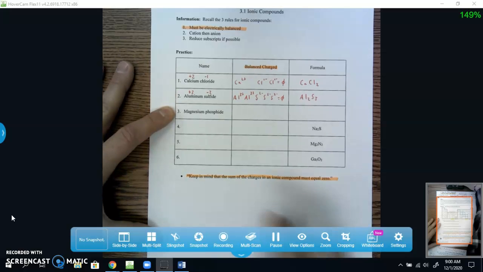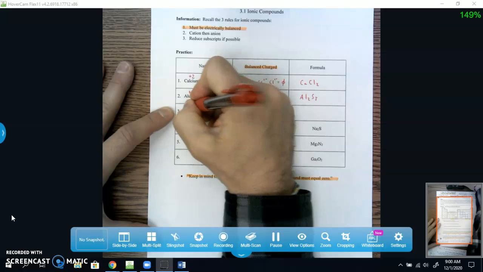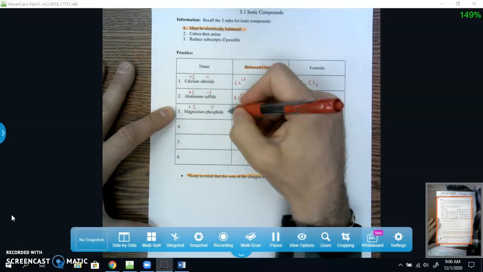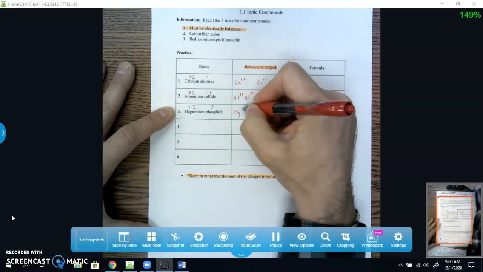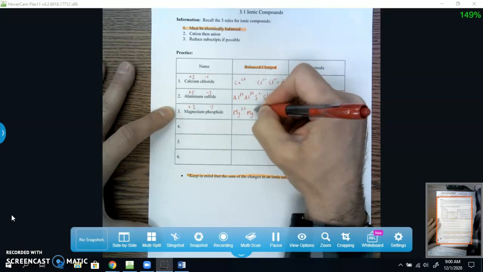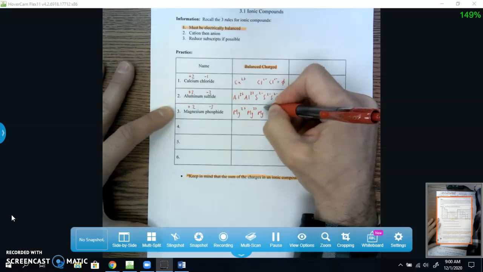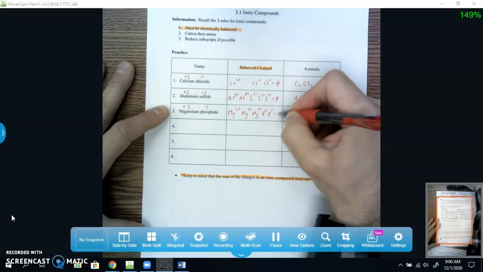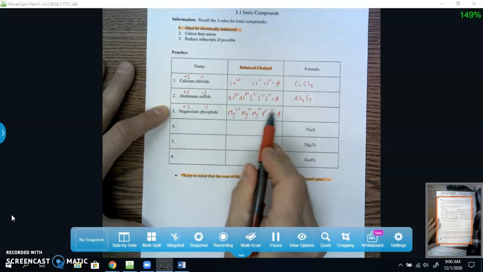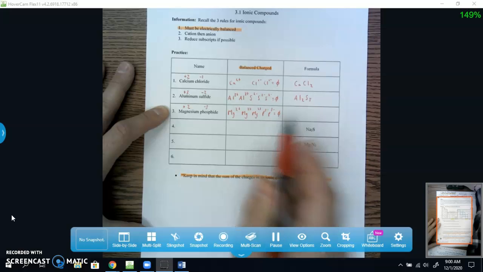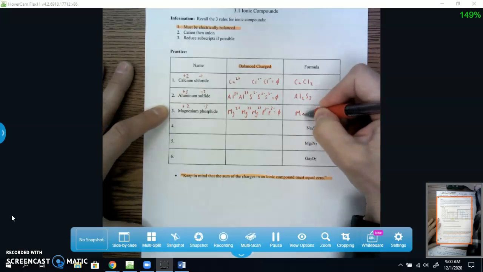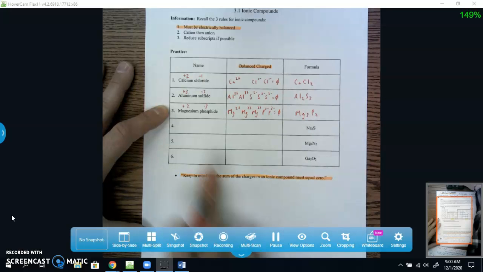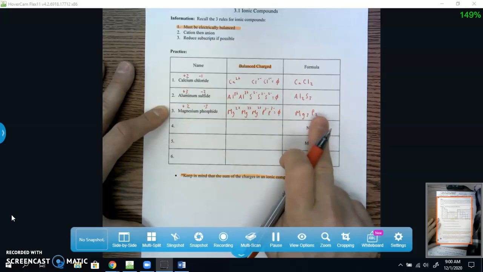All right, for magnesium and phosphorus, magnesium phosphide, it's going to be +2, -3. Again, least common multiple of 6. So I'm going to see that we need 3 magnesium ions to 2 phosphide ions, and see how this is +6, this is -6, the sum of those charges equals 0. So the formula is Mg3P2.